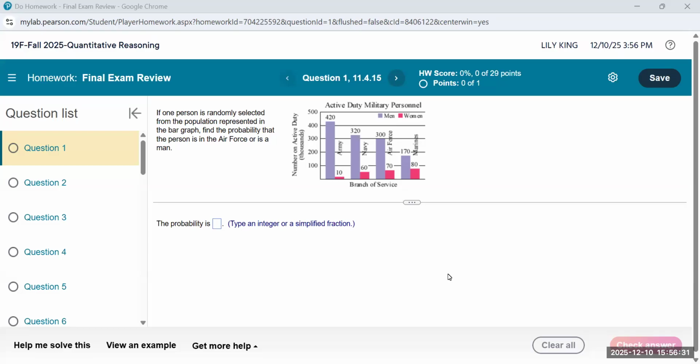And this has to do with a probability. So whenever you have a probability question, you have to find out what your problem is involved. Now, looking at this first problem, it involves the OR. So we're going to use the addition rule. So probability of being in the Air Force or a man.